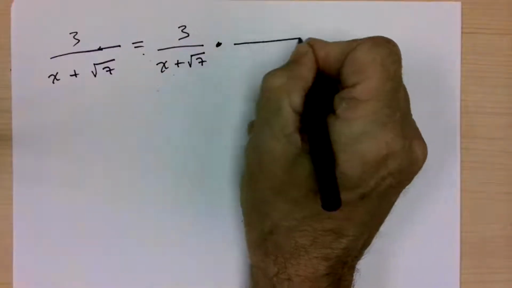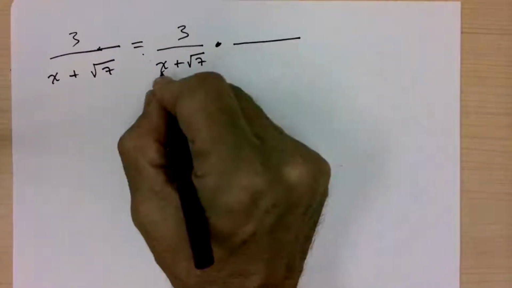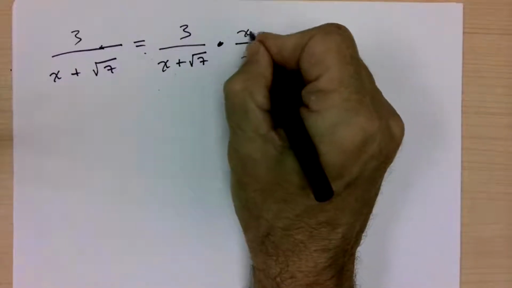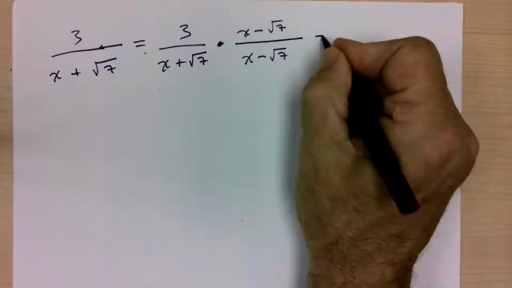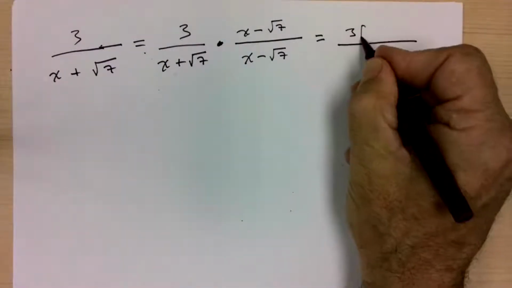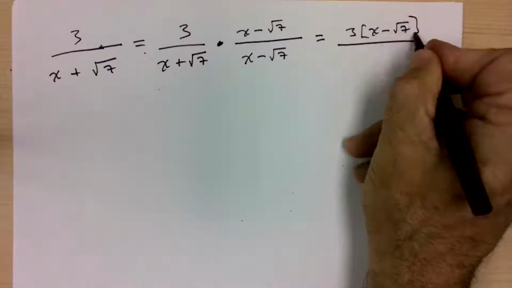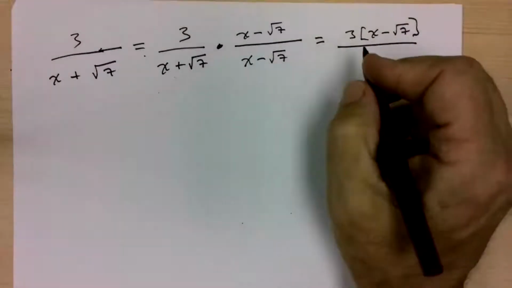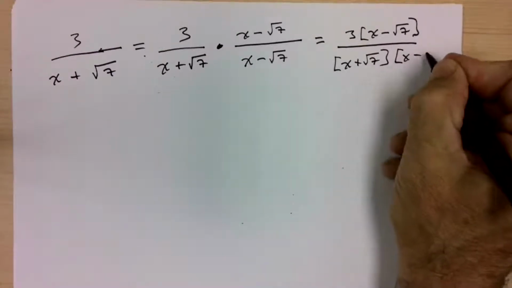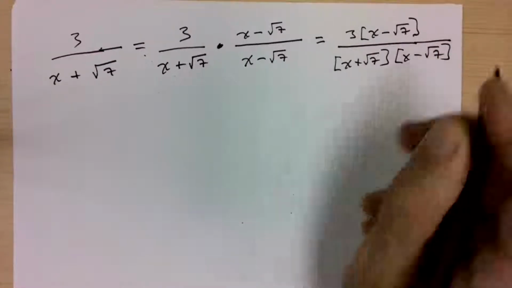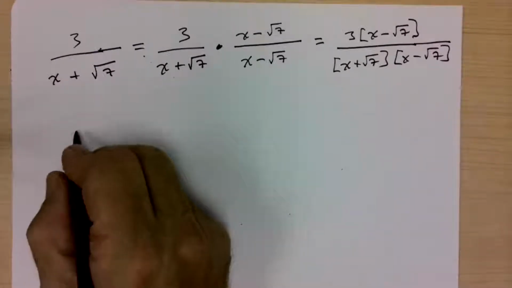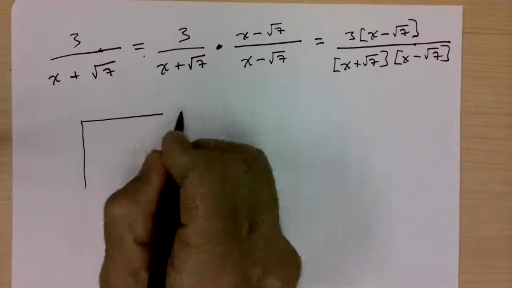Multiply top and bottom by the conjugate. The conjugate requires you to change the sign. So x plus root 7, its conjugate is x minus root 7. So upstairs we have 3 times x minus root 7. Downstairs we have x plus root 7 times x minus root 7. Now remember, our goal was to get rid of the radicals downstairs, but we still have radicals downstairs. We have to multiply out x plus root 7 times x minus root 7. So let's do that.